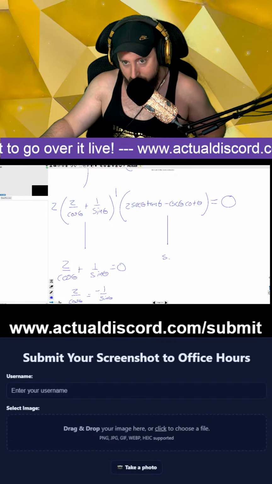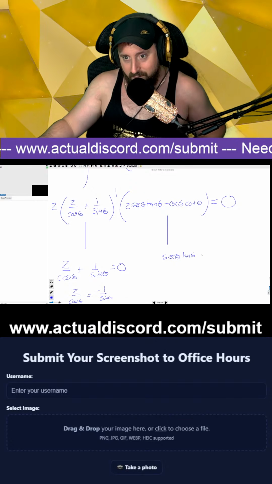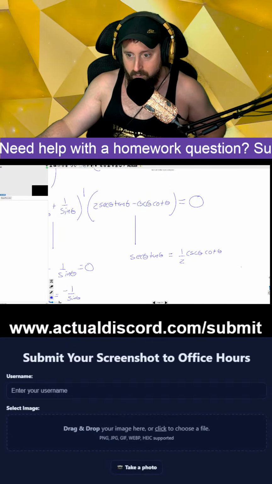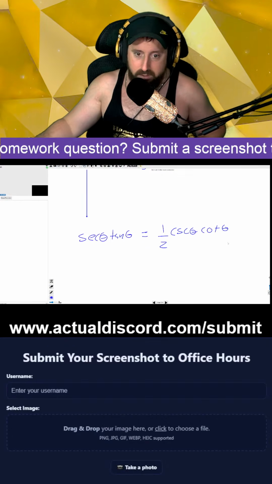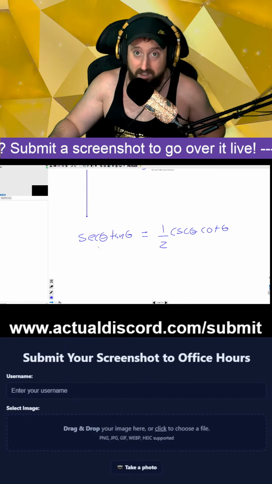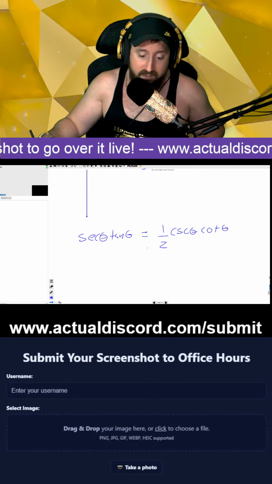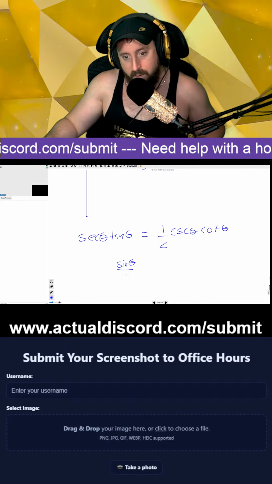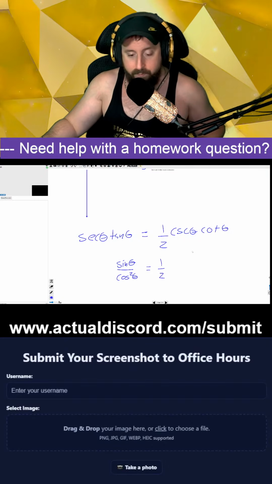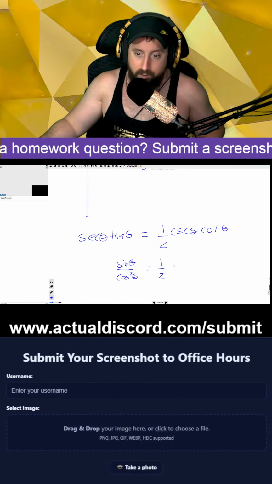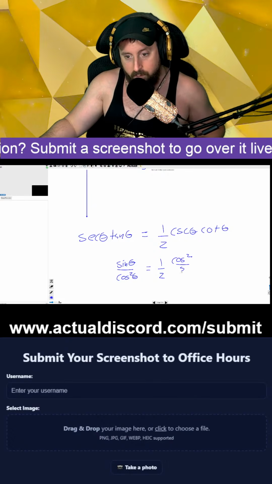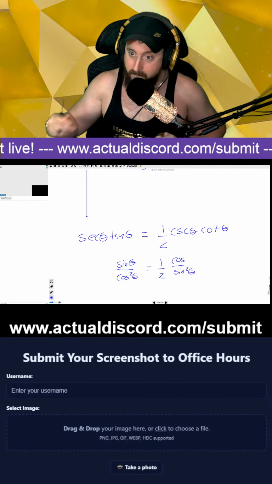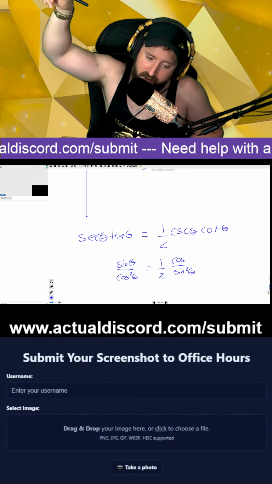Okay, so secant theta tan theta is equal to 1/2 cosecant theta cotangent theta. I like putting things in sine and cosine just so I can see things at least. So secant is the same as 1 over cosine, and tangent is sine over cosine. So I have sine theta over cosine squared theta is equal to 1/2. Cosecant is 1 over sine, and cotangent's cosine over sine. So it's 1/2 cosine theta over sine squared theta. Yeah, okay, cool.